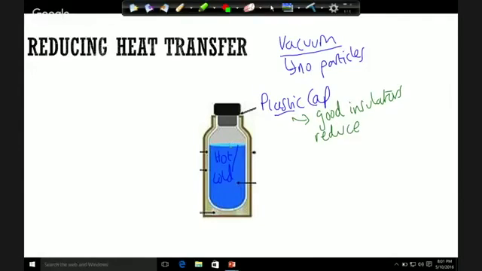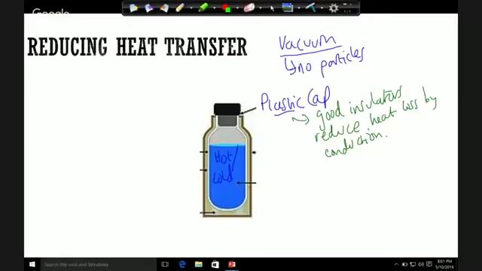So normally, if we had hot liquid in there right up to the top, you'd have the particles of the cap vibrating more and transferring heat out. But if you have it in plastic, that's a good insulator, so you reduce heat loss by conduction. You can imagine a question where they've got a metal cap and you might be asked, how could you reduce that heat transfer? By replacing it with a plastic one. So good insulators reduce heat loss by conduction.